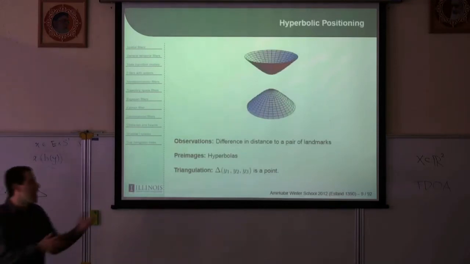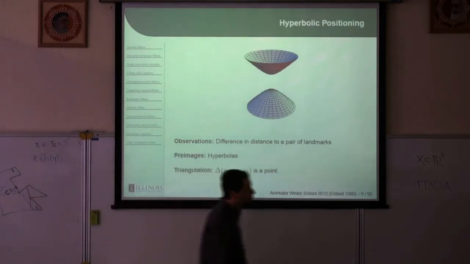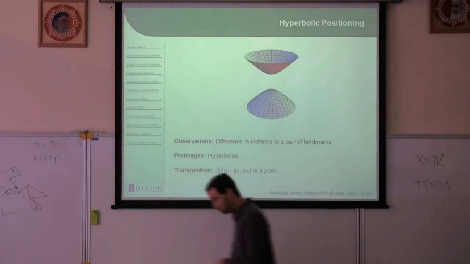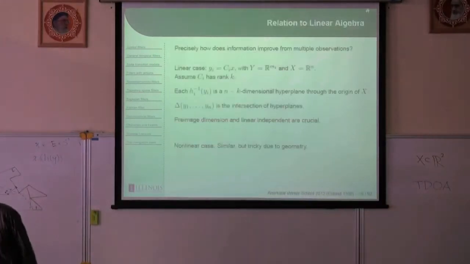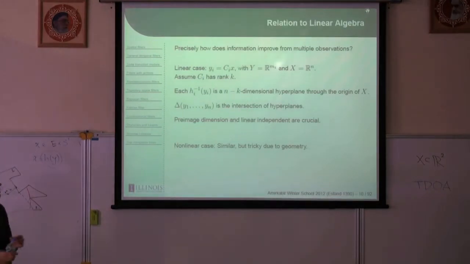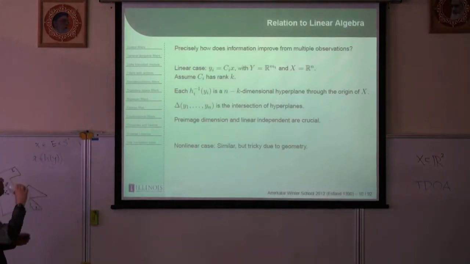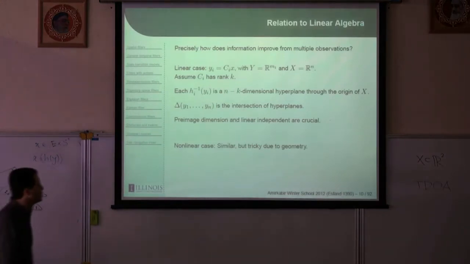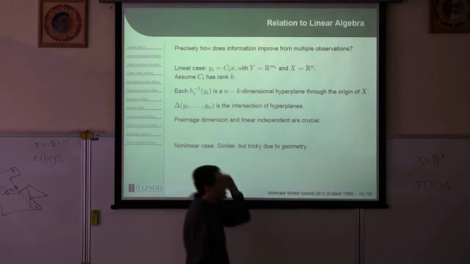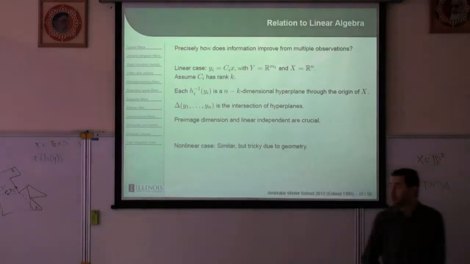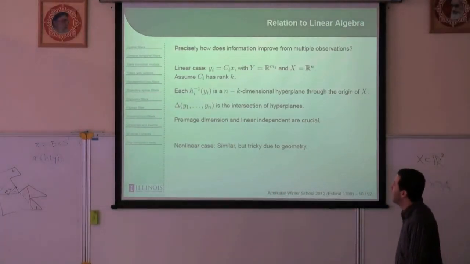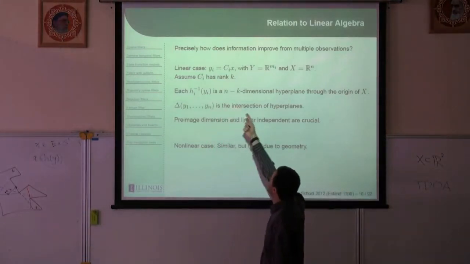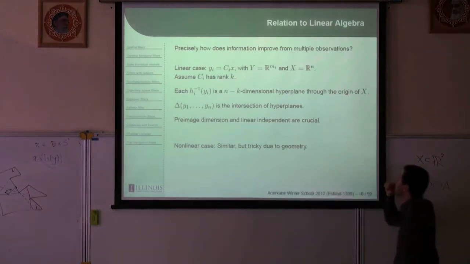You can come up with all kinds of methods for deducing where you are based on intersecting pre-images for whatever kinds of sensors you want to make. I also find it helpful to think about linear algebra here. So if I'm going with linear algebra, I have linear sensors, let's say, and I have everything in Rm and Rn, and I get a bunch of linear sensors. What's going to happen? Well, in that case, this is the way pre-images look. They're n minus k dimensional hyperplanes through the origin of x.